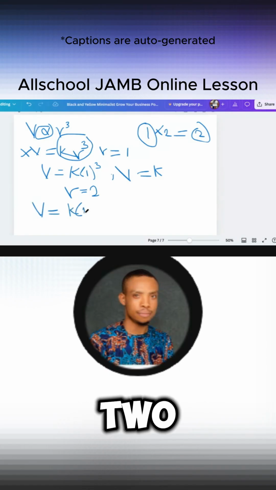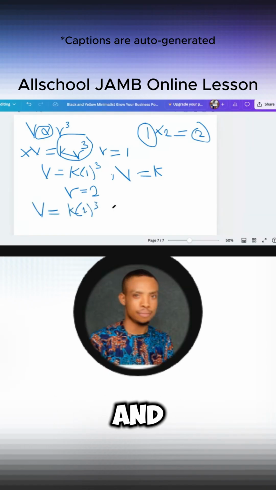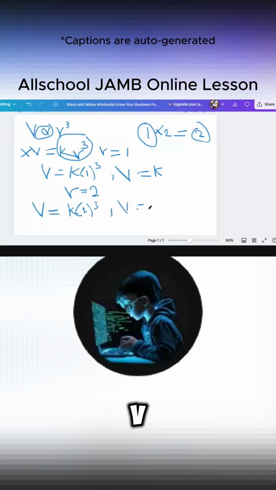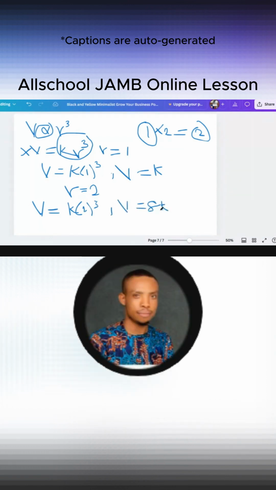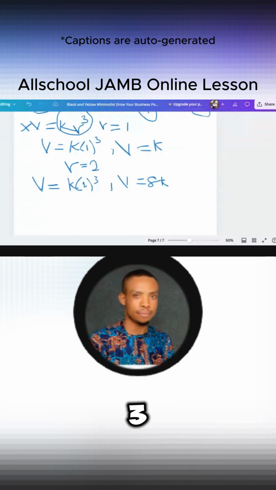So R being 2, let's go back to our original function and put our R as 2. That means V will now become K times 2 cubed, that will give us 8. V equals 8K. Do you get?